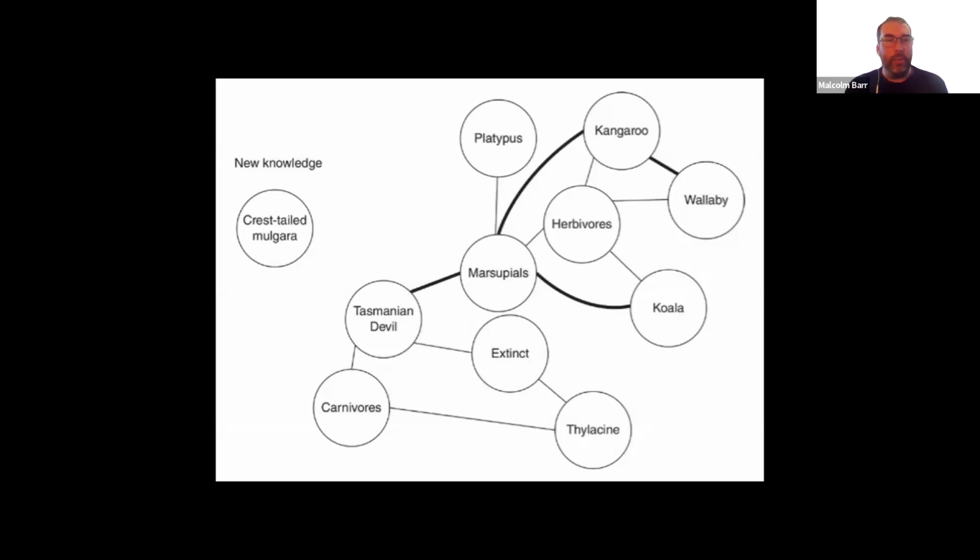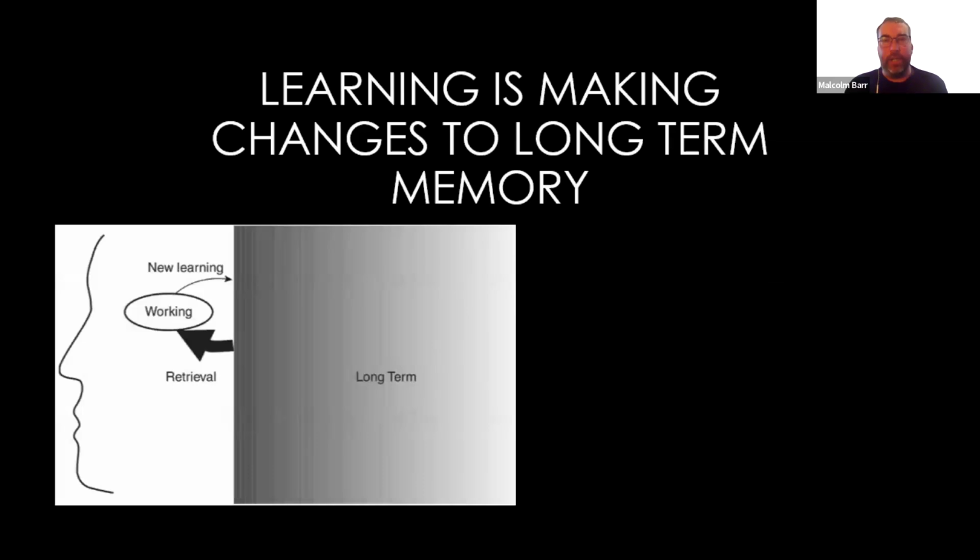And the more connections we can make in our memory, the more we're able to recall these things and link them together, and our memory works even better. So we're always trying to link new knowledge to existing knowledge, and that's the way our long-term memory will grow. So if we look at it in terms of what learning is: making changes to our long-term memory.